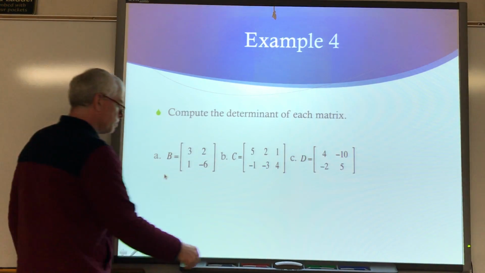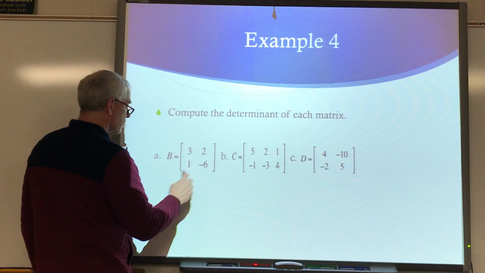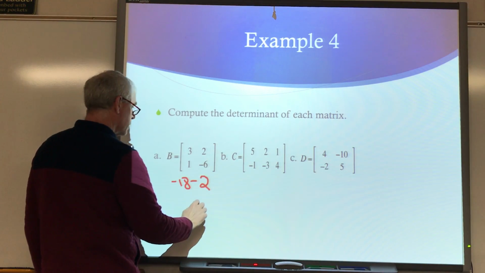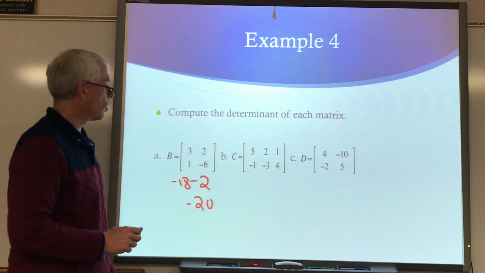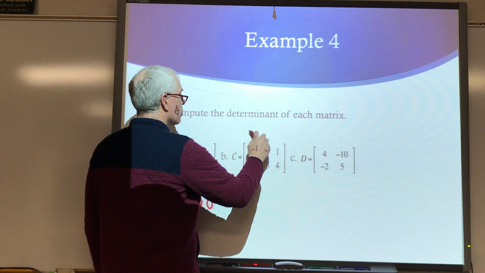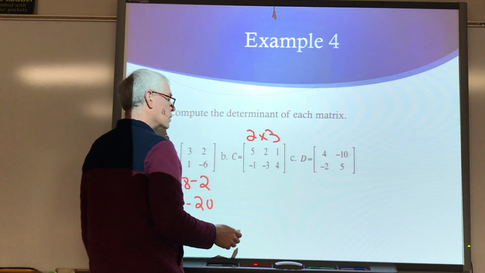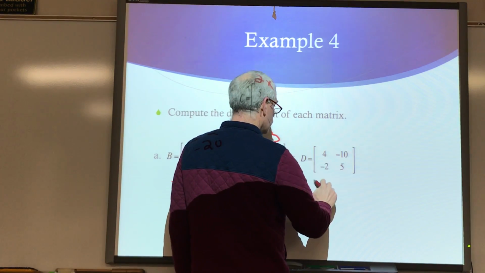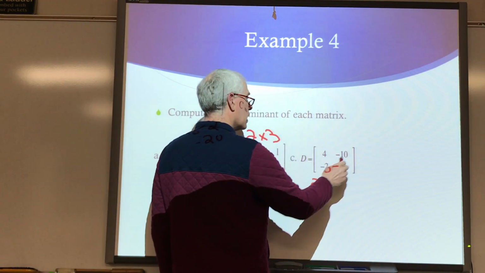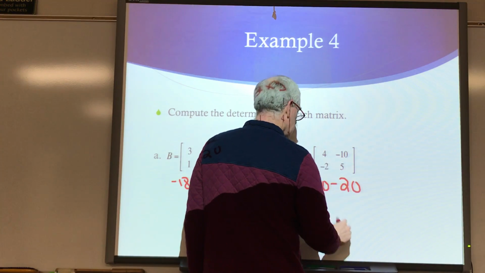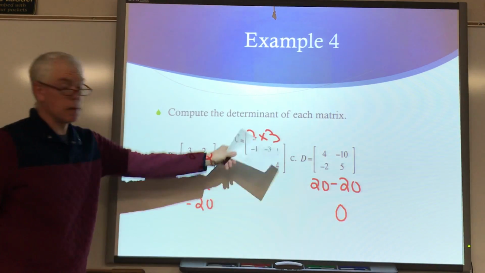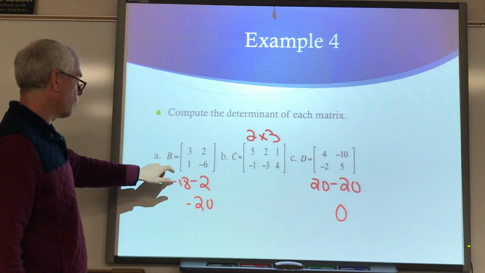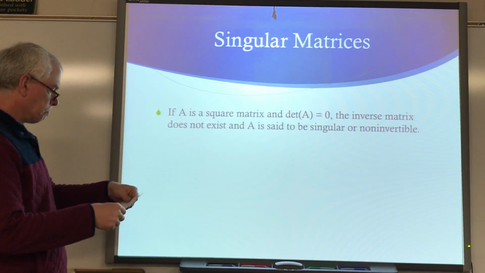Okay, so for this one, 3 times negative 6 minus 2 times 1, negative 18 minus 2, the determinant is negative 20. This matrix here is a 2 by 3. It's not square, so there is no determinant for that one. This matrix over here, 4 times 5 is 20, minus negative 10 times negative 2 is also 20. That has a determinant of 0, which means matrix D does not have an inverse, okay? This one will, matrix D over there does not, okay?